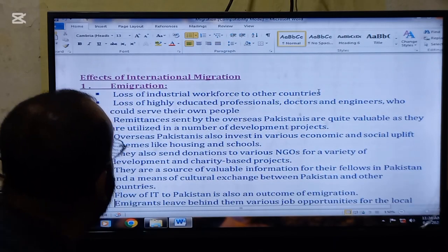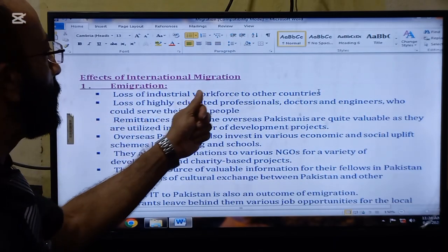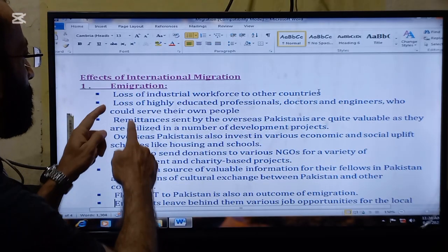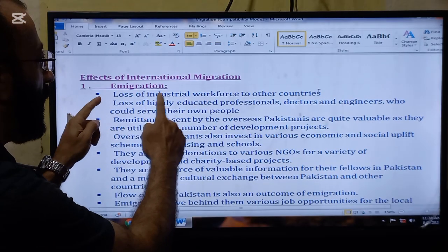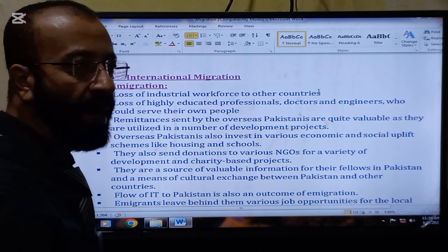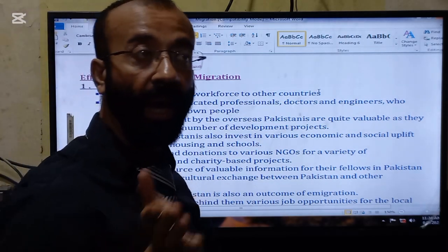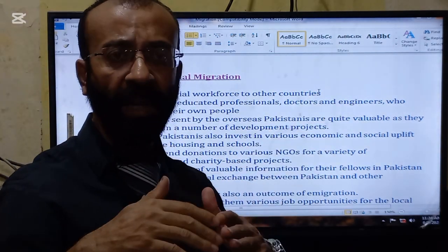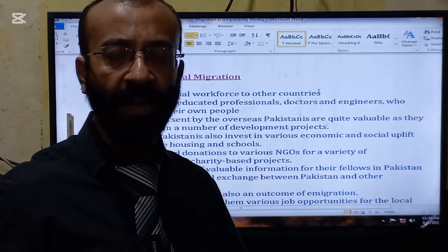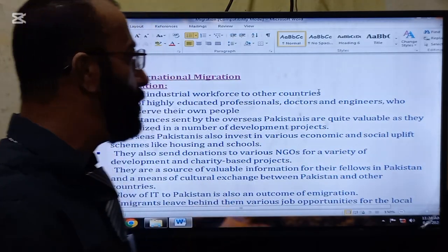Next, we are going to read the effects of international migration. So first, we are going to read the effects of emigration. Emigration is actually the people going out of the country. So when people leave Pakistan, what are the effects on Pakistan? So we are going to discuss.